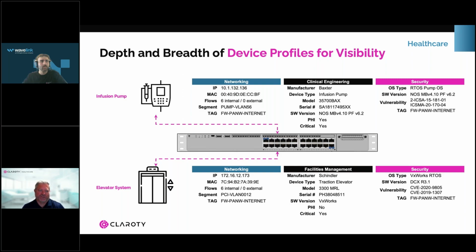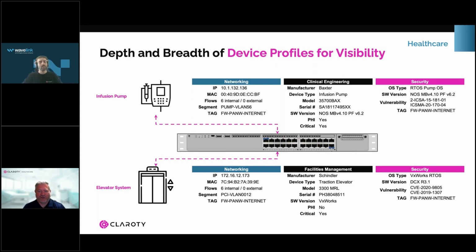So from a troubleshooting standpoint, we not only can say this device has got an issue, it's vulnerable, but here's where it's actually physically located to reduce the troubleshooting time. That's the whole purpose of that networking piece. From a clinical engineering standpoint, we want to know what it is, what it does, and is it critical? Yes or no. So we capture that information as well.